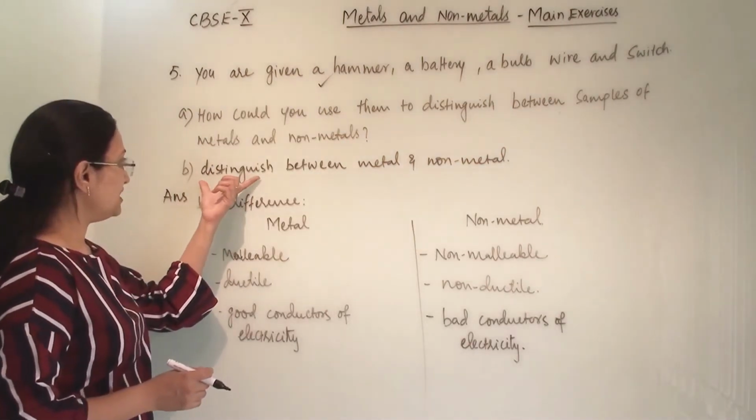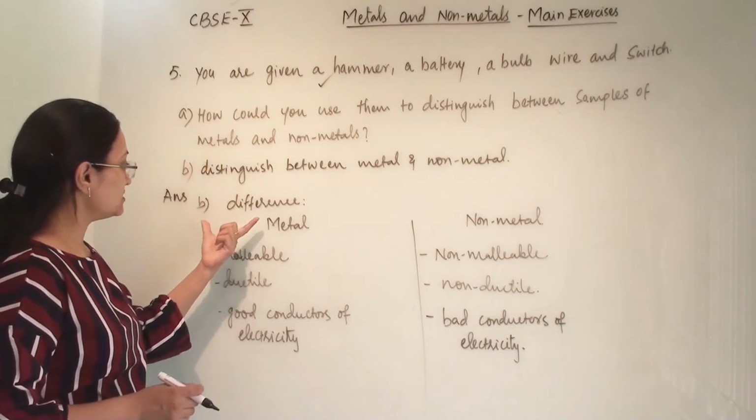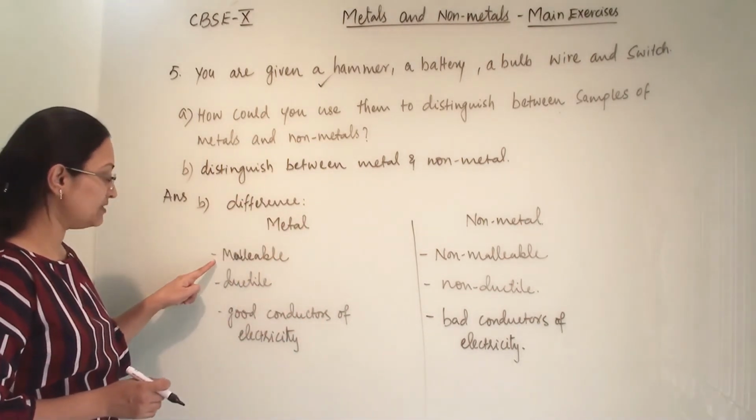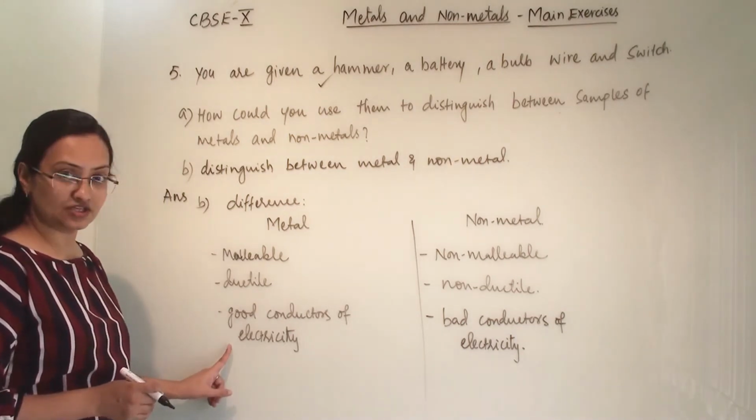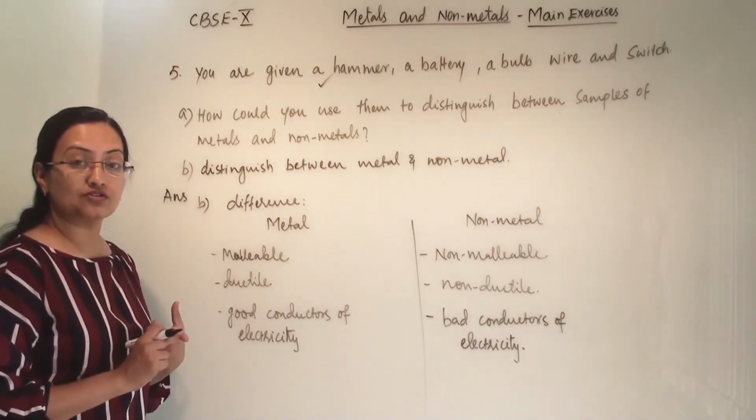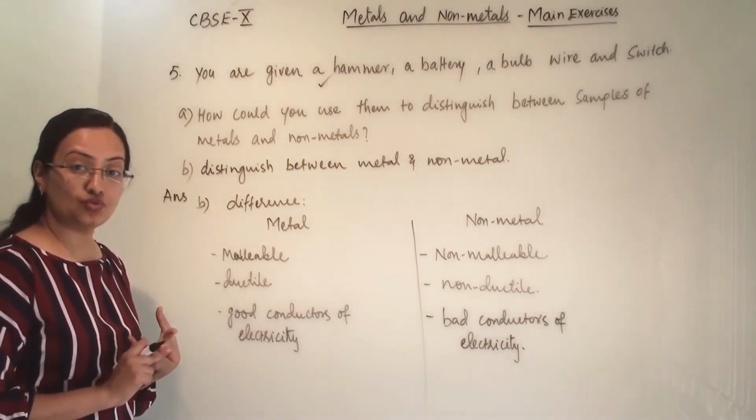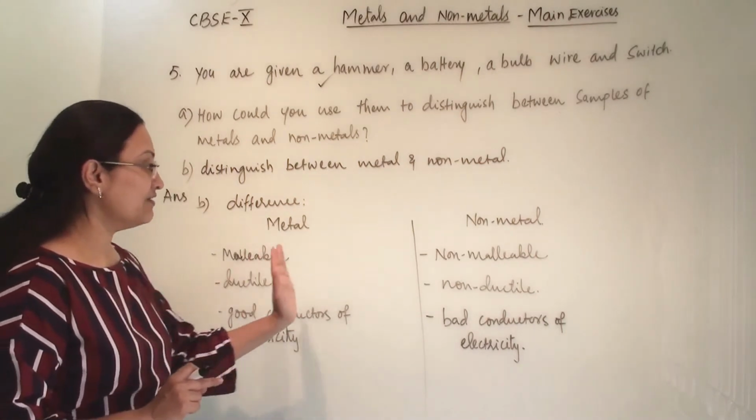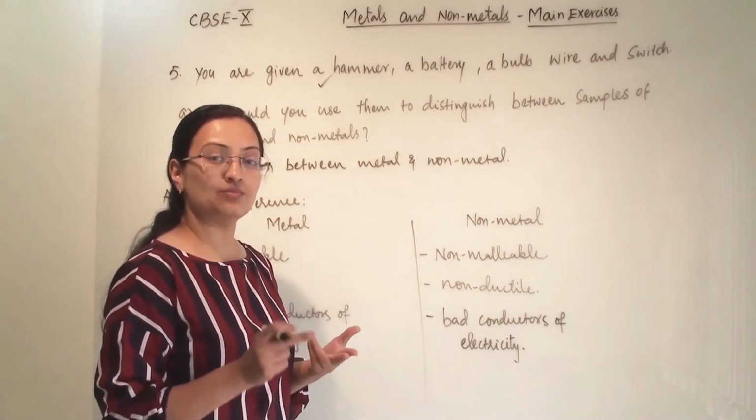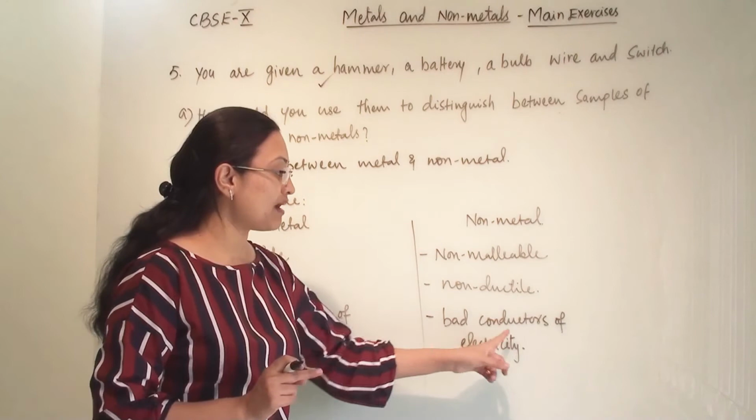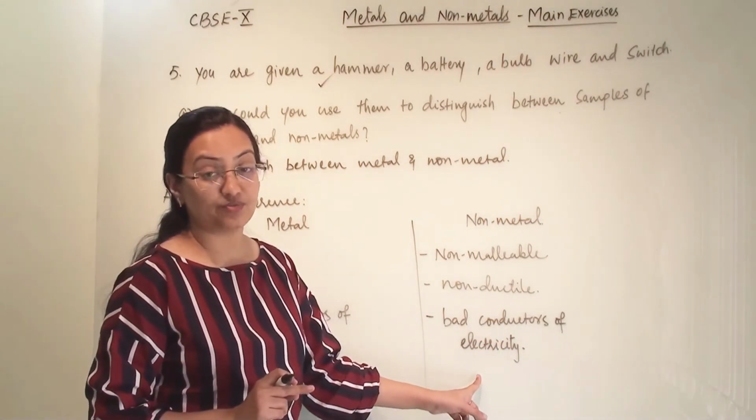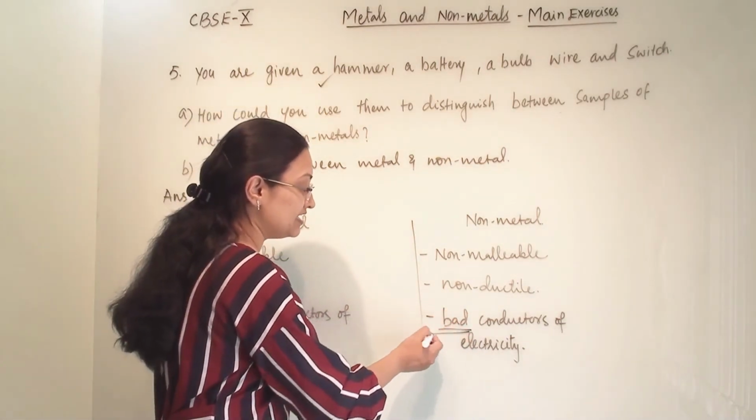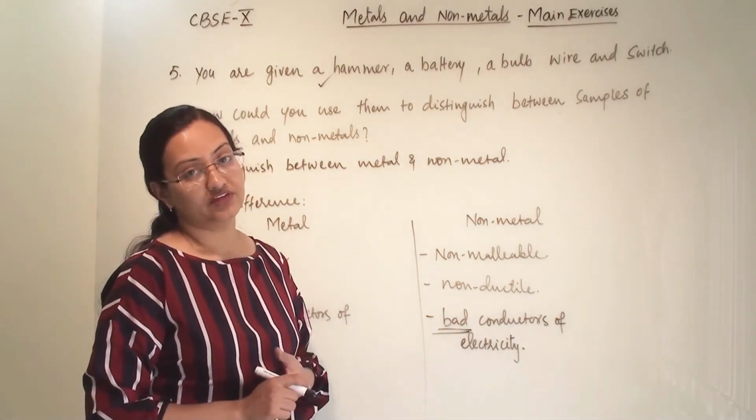For question B, based on the above experiment, how can we differentiate between metal and non-metal? Metals are malleable, ductile, and good conductors of electricity, because we can make sheets out of them, draw them into a wire and pass current through them. These are the properties of metals, whereas non-metals are non-malleable, non-ductile and bad conductors of electricity. That means we cannot pass current through them. We can also write here that they are non-conductors of electricity.